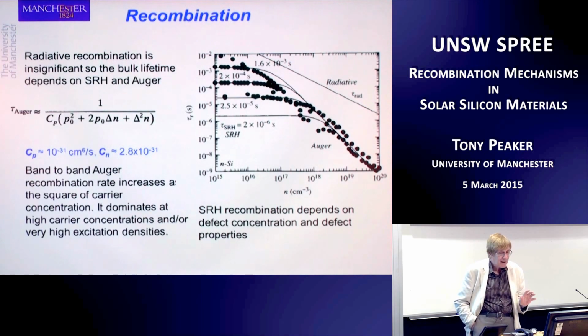People say this about Auger recombination, but they talk only about band-to-band Auger. In reality, there are many types of trap Auger process, which in certain circumstances can be more important than the band-to-band Auger. But we will, like everybody else, neglect that for the moment. So the Shockley-Read-Hall recombination is obviously the thing we're going to talk about as being most significant, and it depends on the defect concentration and also on the defect properties.